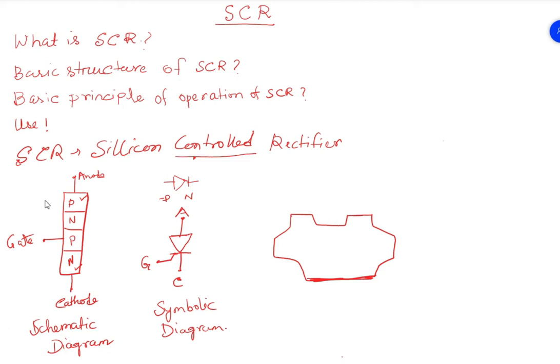Last we will see how SCR looks from the fabrication point of view. This is one terminal, this will be another terminal, this will be another terminal. This is P, this is N, this is P, this is N. This is my anode, this is my cathode, and this is that extra gate terminal. So in the next part we will see the principle of operation of SCR.